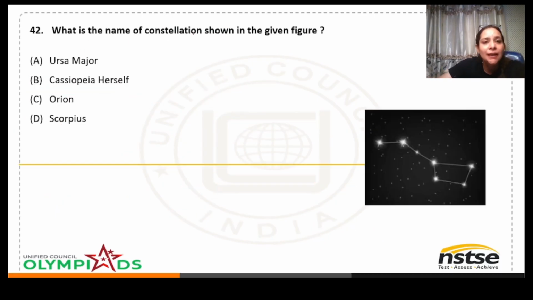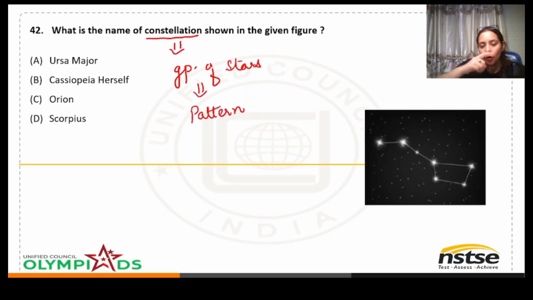Next question. What is the name of the constellation shown in the given figure? So this is the figure given. We need to tell what is the name of the constellation shown. Now let me tell you, constellation means a group of stars arranged in such a way that they form a certain pattern which resembles something. We have a lot of constellations like Ursa Major, Cassiopeia, Orion, Scorpius, and so many. So this figure which you can see here indicates Ursa Major. So this is how Ursa Major is shown.